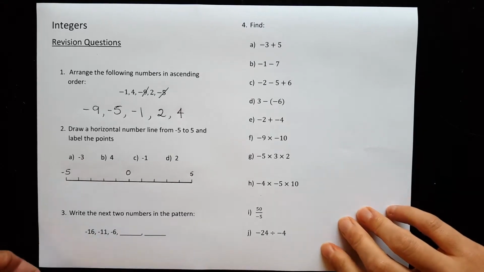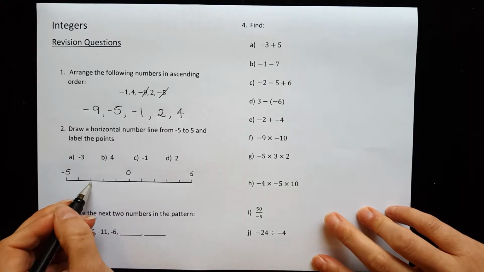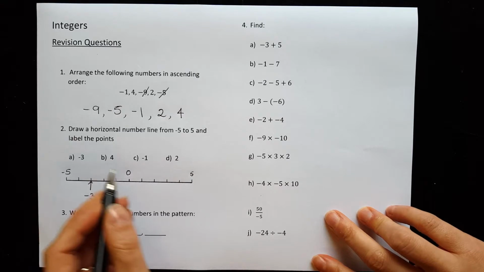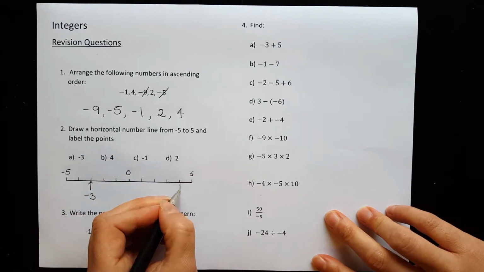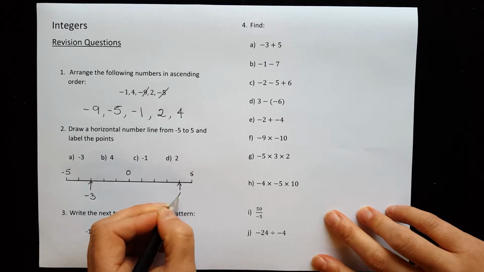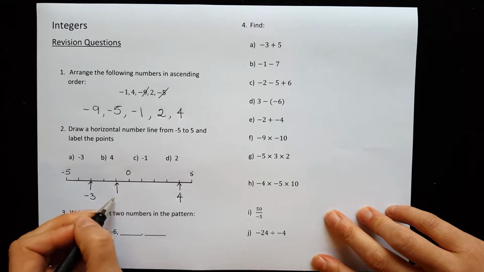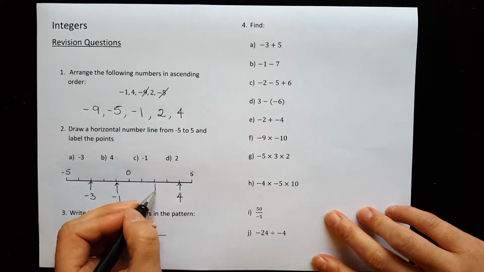Now to label these points on it. So -3, 1, 2, 3 will be right there. Okay, a +4 means we go up from the 0, 1, 2, 3, 4. -1, so from 0 going to the negative side, -1, and 2 is +1, 2, right there.